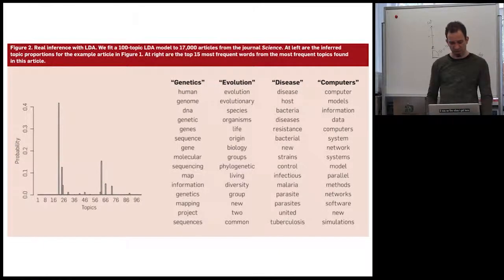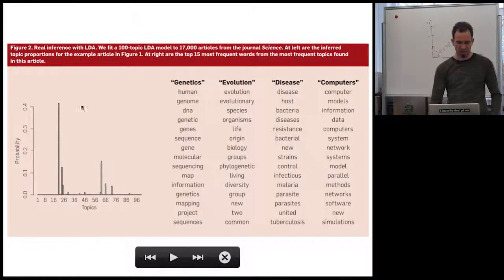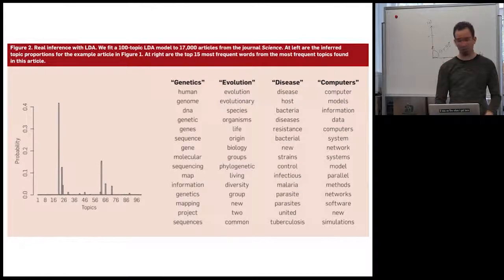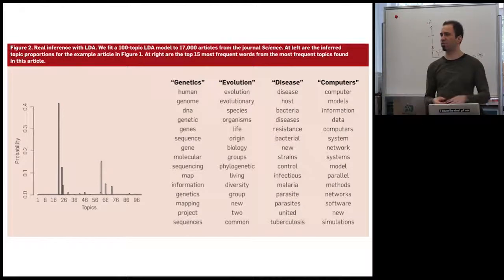But anyway, the idea is here on the left of the picture is the distribution of topics for a single document. So this document is mostly about this, but also about this and this. And then on the right are what a topic means. And you can do some really cool stuff with this. So this tells you the topics in a particular set of documents.